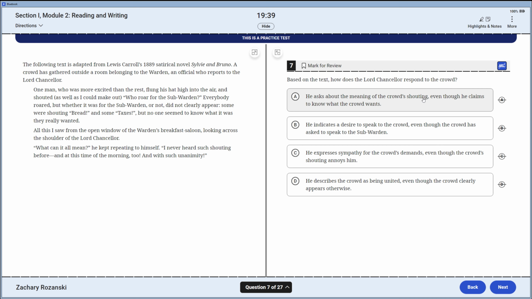Right? Okay. He asks about the meaning of the crowd shouting. True. I think he does that. Even though he claims to know what the crowd wants, I don't think I can find a detail to support that. He indicates a desire to speak to the crowd. I don't remember that.